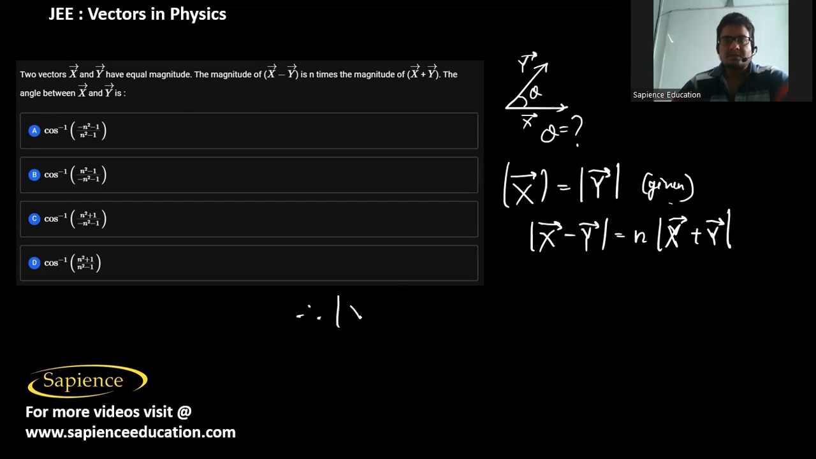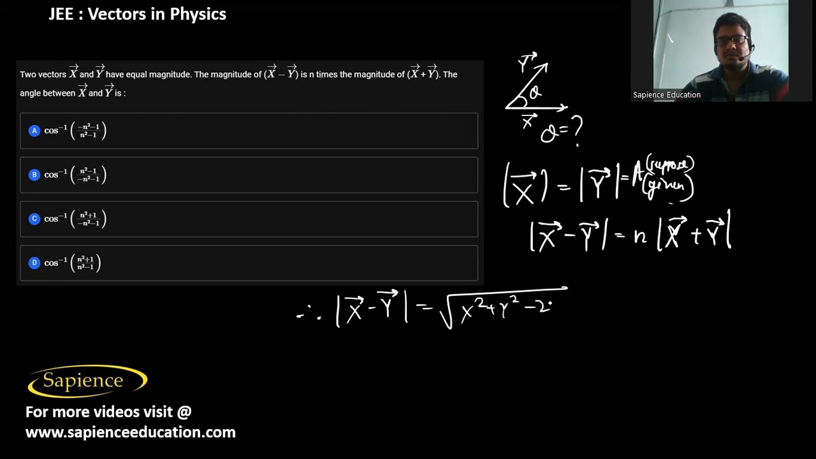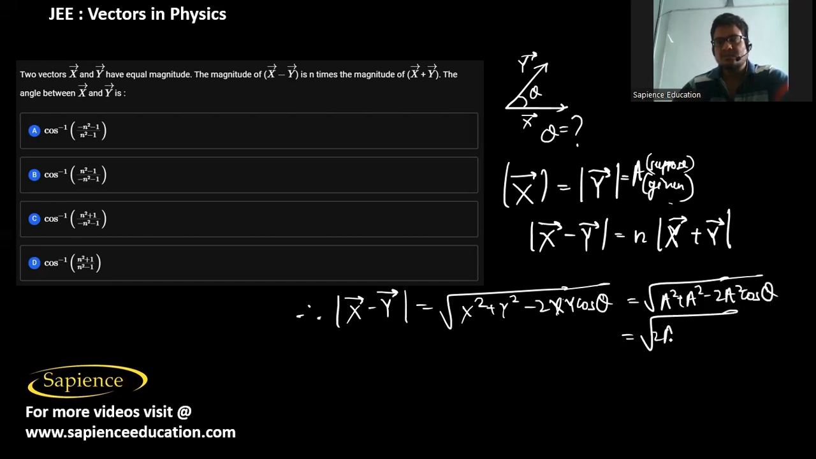So therefore, magnitude of x minus y, let's say their magnitude is equal to a, suppose a is their magnitude. So magnitude of x minus y will be equal to square root of x square plus y square minus 2xy cos theta. So this will be square root of a square plus a square minus 2a square cos theta. So this will be square root of 2a square into 1 minus cos theta.